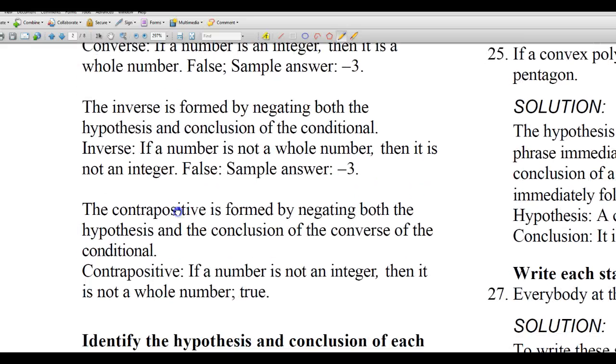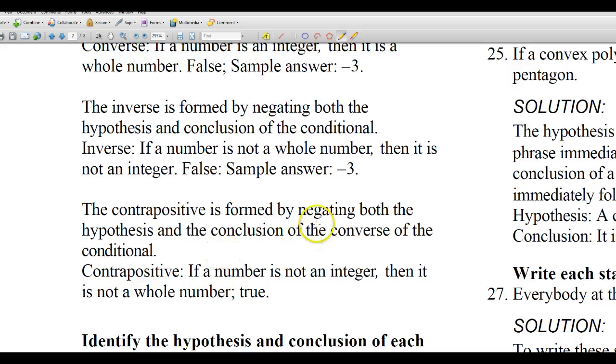The contrapositive is formed by negating both the hypothesis and the conclusion of the converse of the conditional. So basically what you do is you take the statement, you take the converse of it, so you switch the hypothesis and conclusion around, and then you negate that. So if a number is not an integer, then it is not a whole number. And this is true. So let's think about why this is true.